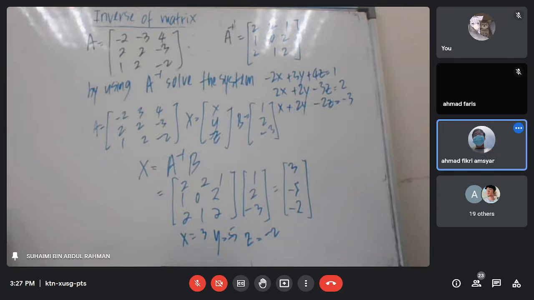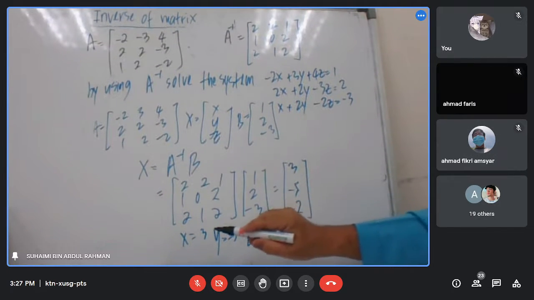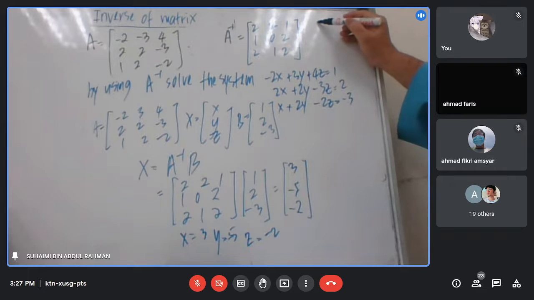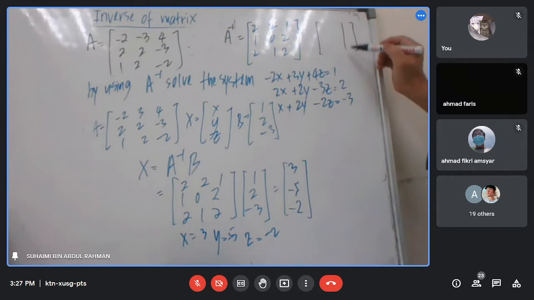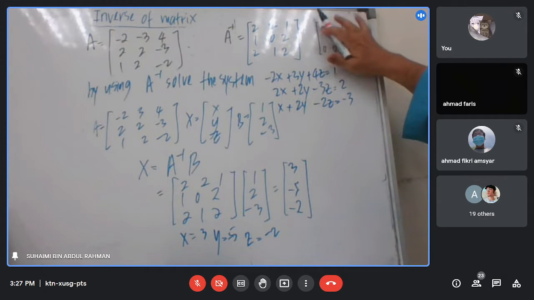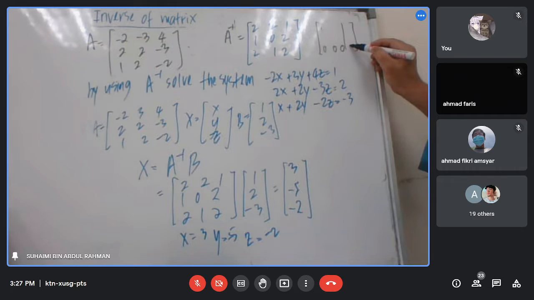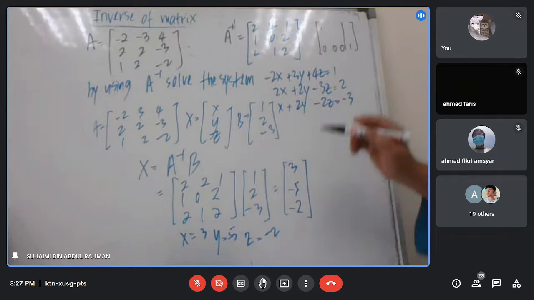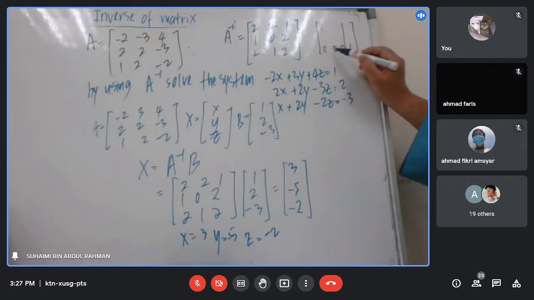What is the meaning of no solutions? It means the case where you have 0, 0, 0, 0, and the value there, let's say number 1. That's the meaning of no solutions. Why no solution? Because 0, 0, 0 means 0x, 0y, 0z. How can 0x, 0y, 0z equal 1?